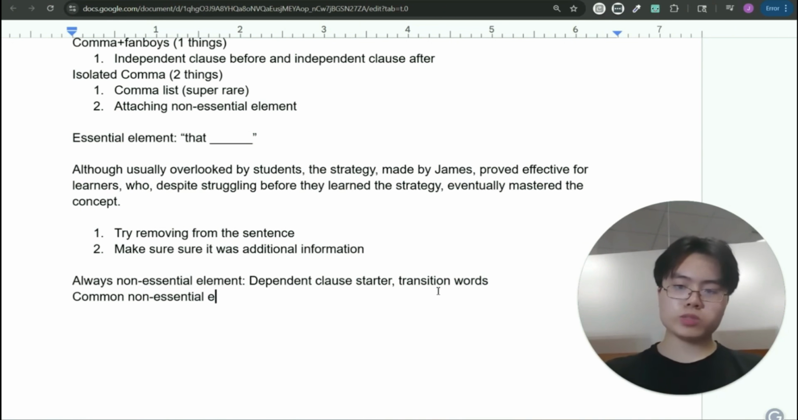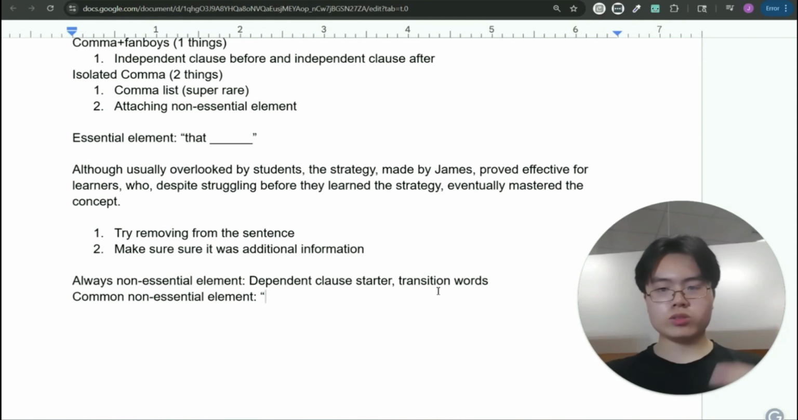Next, let's talk about common non-essential elements. This might help you speed things up. Because if you see this, you can already prime yourself in your head: this is probably a non-essential element. I just need to check real quick, but it's not always. It's just common, so be careful. You still need to check it. This is which, and this is ing verbs. It's really common for these to be non-essential elements.